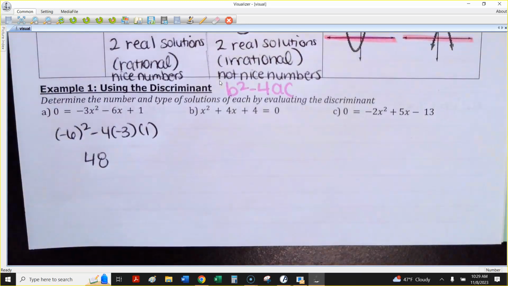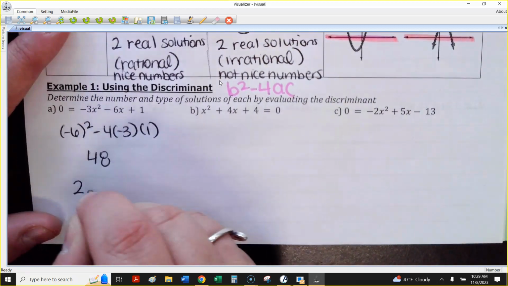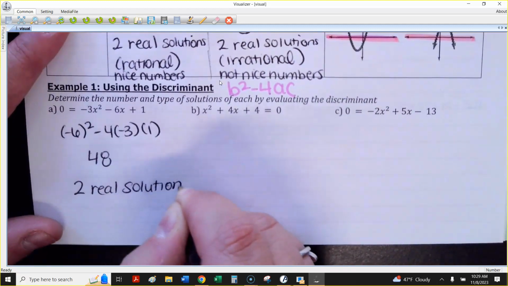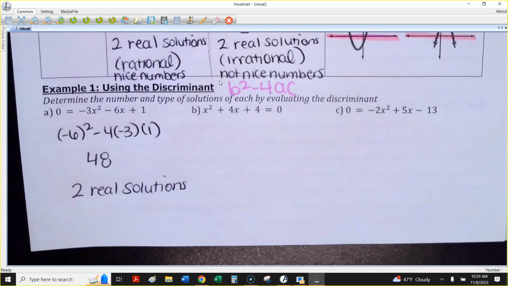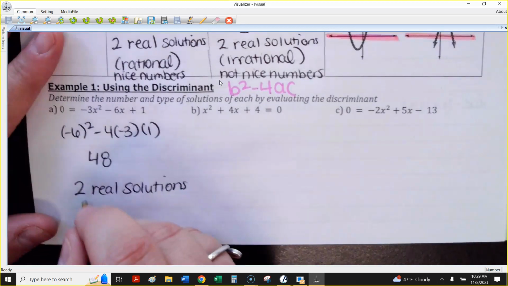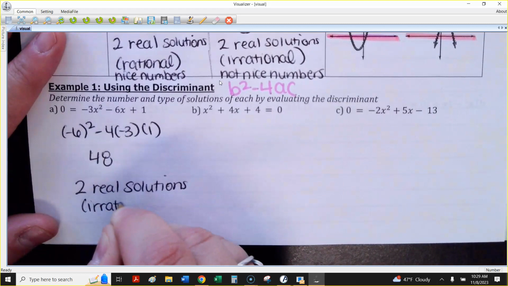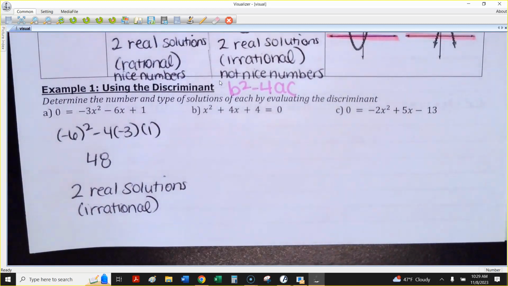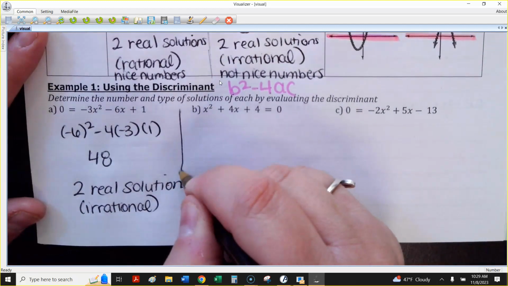So just immediately, if I get a positive number, I immediately know I have 2 real solutions here. Now, if you want to write this, it's up to you. You don't have to. As long as you can tell me that's 2 real solutions, we're in good shape. But is 48 a perfect square? No. So these 2 real solutions would be nasty numbers. They'd be irrational. That's fine. As long as you know it's going to be 2 real solutions, that's all I'm looking for.